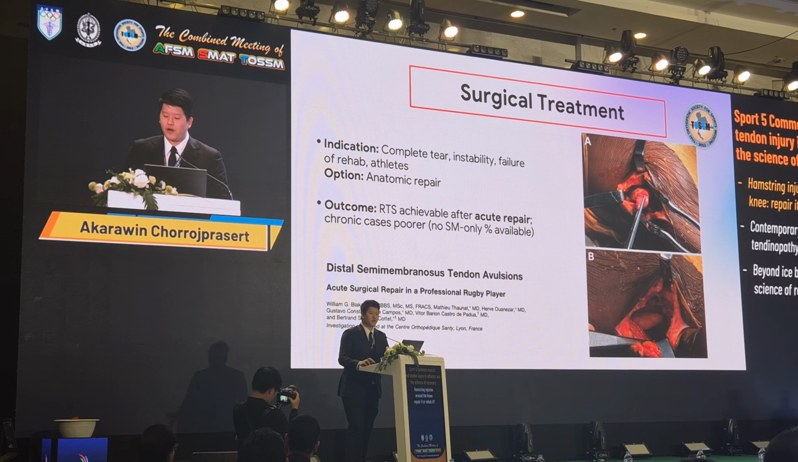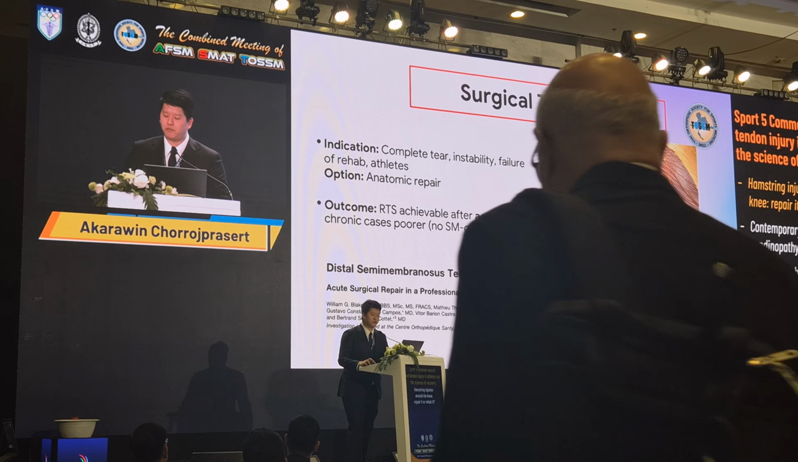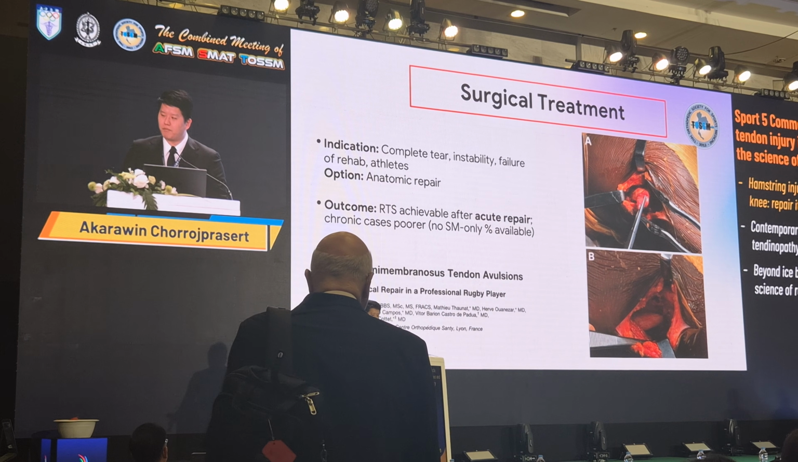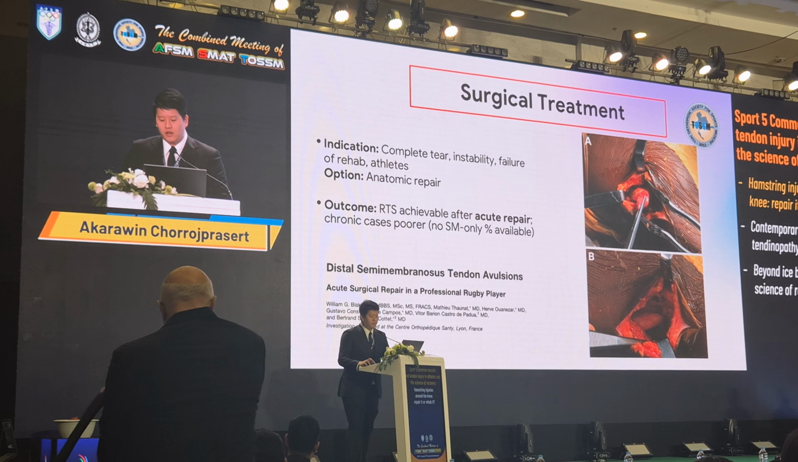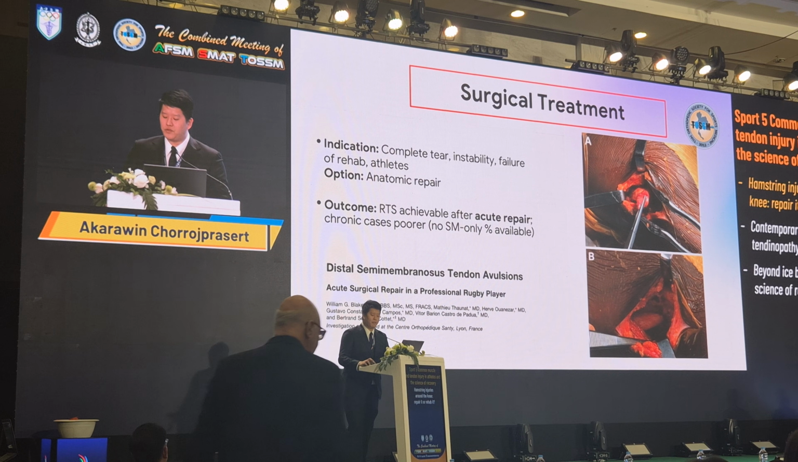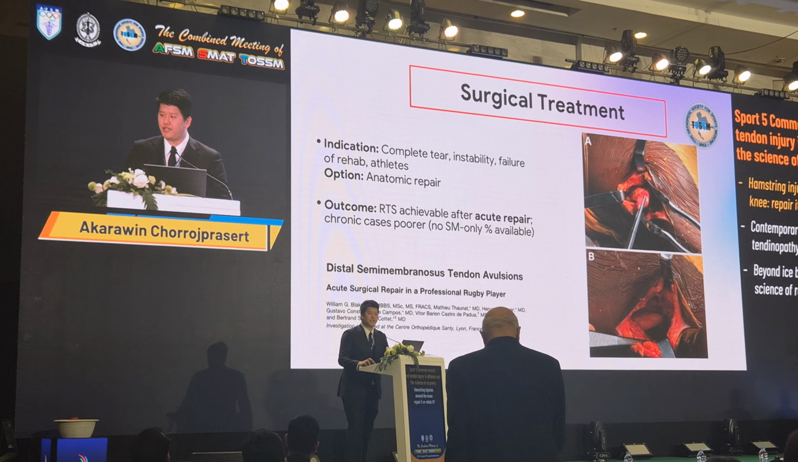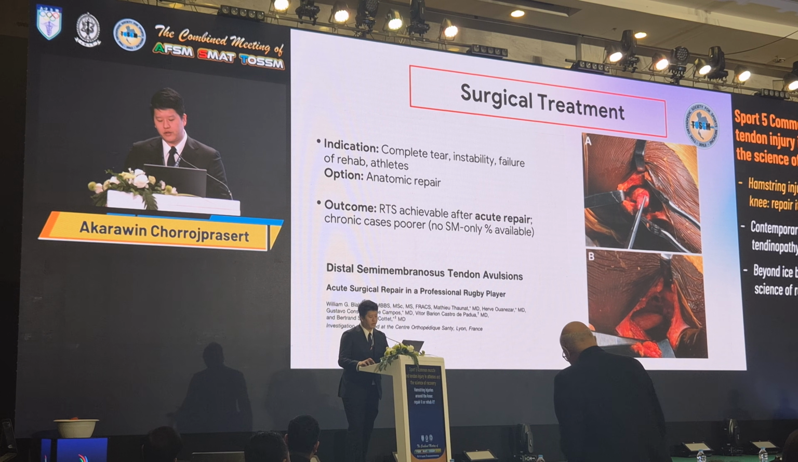Surgical repair is considered for complete tears, instability, failed rehabilitation, or in high-demand athletes. Acute repair appears to allow return to sport, importantly, but chronic cases have much poorer outcomes with a much lower return to sport rate. But anyway, importantly, no semimembranosus-only outcome percentages are available in our current literature.